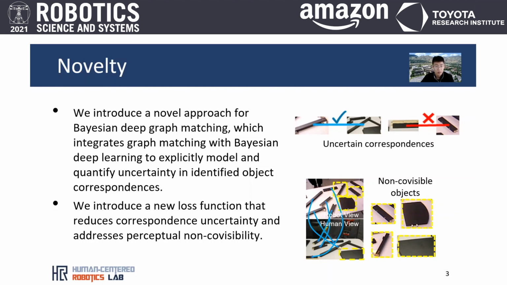To address these shortcomings, we introduce a novel approach for Bayesian deep graph matching, which integrates graph matching with Bayesian deep learning to explicitly model and quantify uncertainty in the identified object correspondences. We also introduce a new loss function that reduces correspondence uncertainty and addresses perceptual non-covisibility.